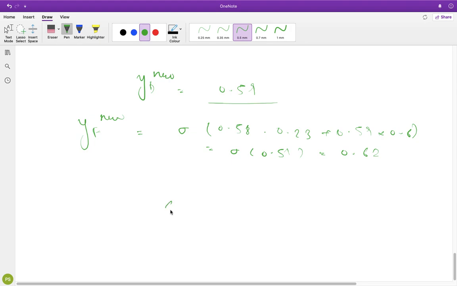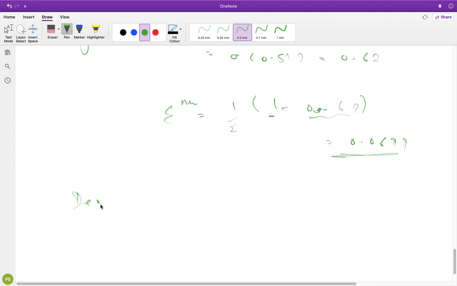Then the new error, we get 1 upon 2 times (1 minus 0.62) squared. This is the new error. This is the new output value. This is the target value. So this shows that we have a decrease in error.